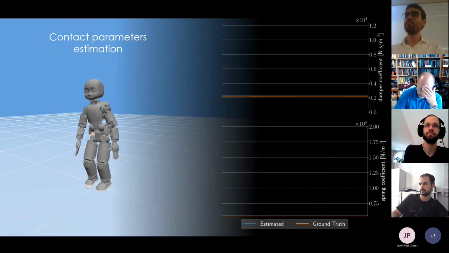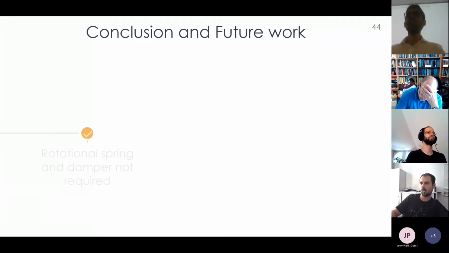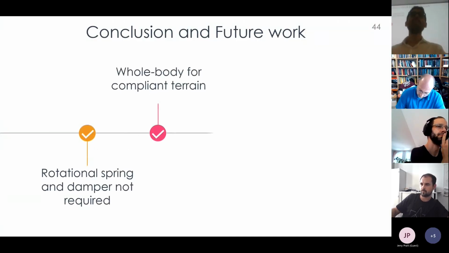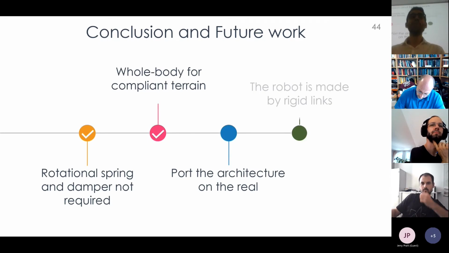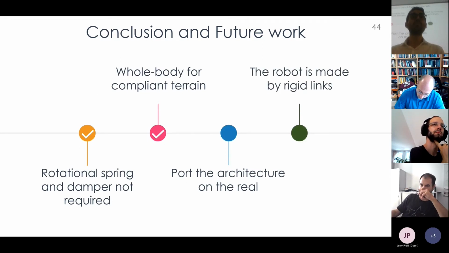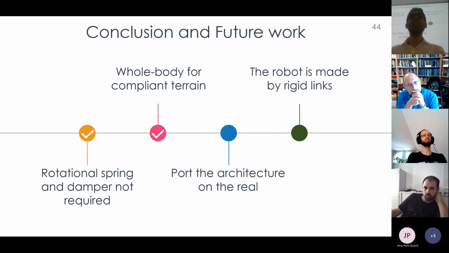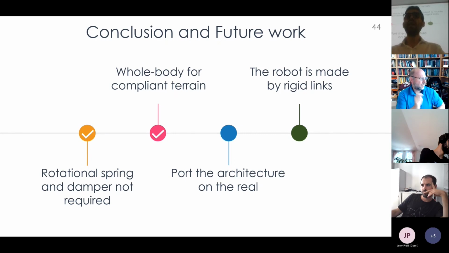So in conclusion, we present a model that doesn't rely on any kind of rotational spring and damper. Actually, our model generalizes the linear rotational spring-damper system. We use this model in a whole body controller for walking on compliant terrain. As a future direction, we would like to port this architecture to the real robot. But in order to do that, we need a reliable joint torque controller.